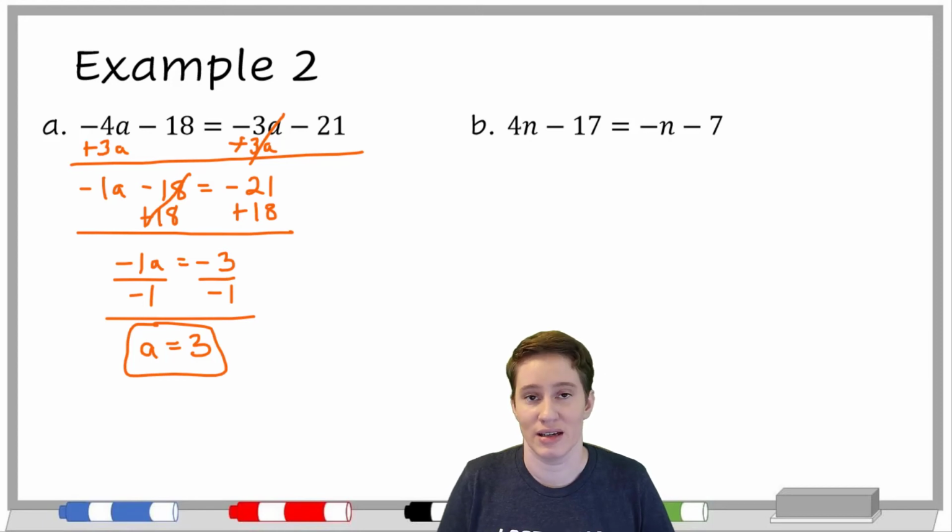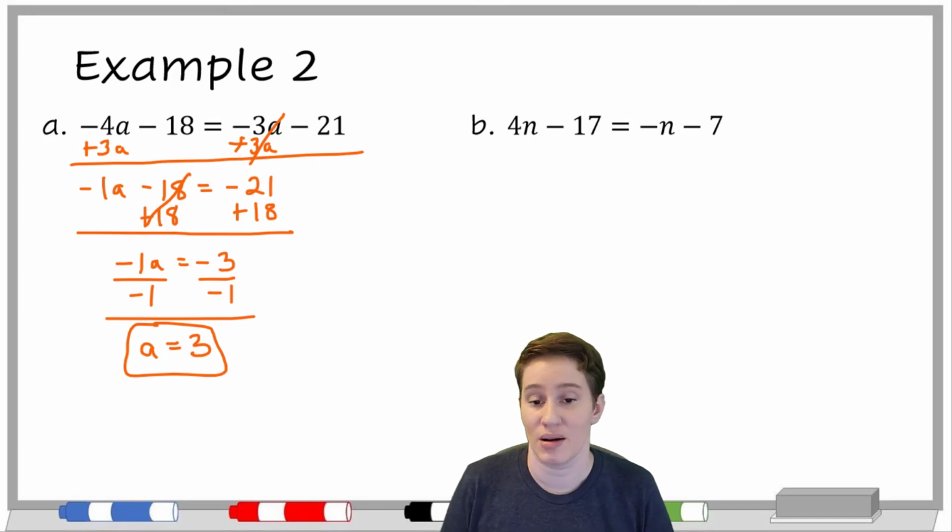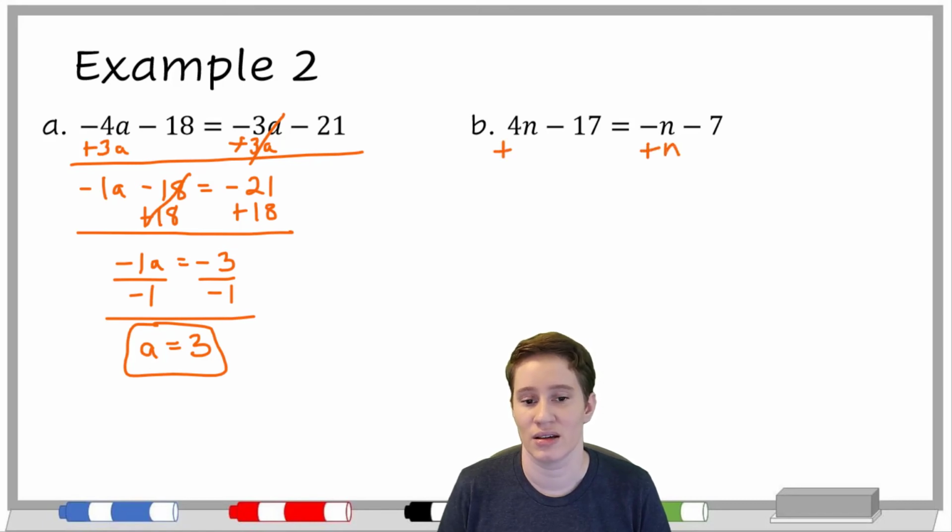All right, let's look at b. We have a 4n on the left and a negative n on the right. We want to put those together. So I'm going to move them. I'm going to move the negative n by adding an n to both sides.